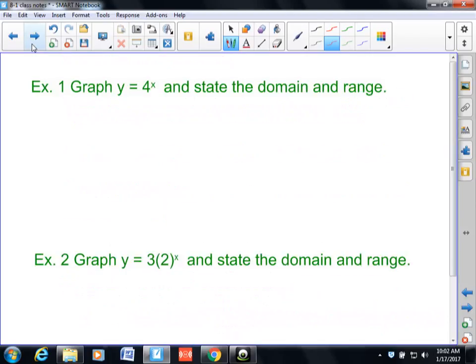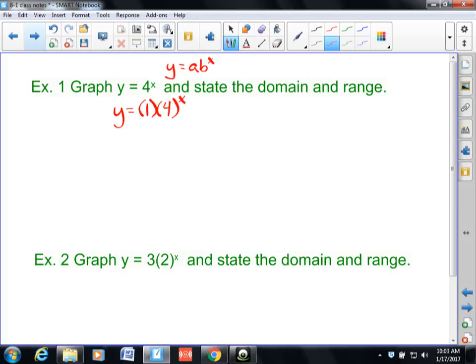All right, so example 1, we've got y equals 4 to the x, and we're not only going to graph it, but we're also going to state the domain and range. And again, we'll use our interval notation for that. What I want you to understand is that this really means y equals 1 times 4 to the x, because remember, the form is y equals ab to the x.